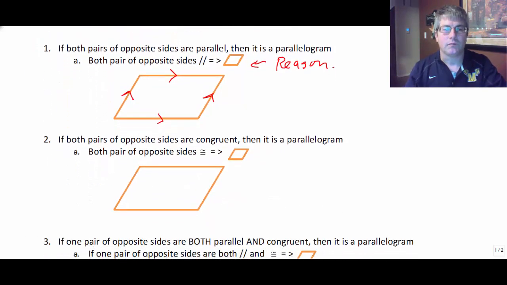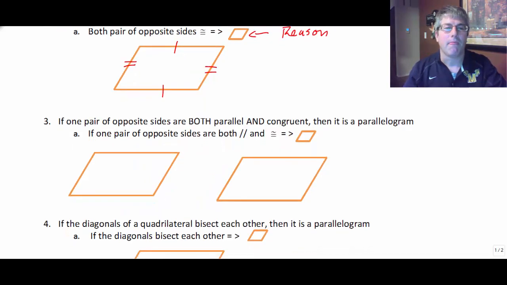The second one, if both pairs of opposite sides are congruent, then it's a parallelogram. So if you can get your quadrilateral to look like this, to have that set of tick marks, then you have yourself a parallelogram. And again, here's the reason that you would use in proof. If both pairs of opposite sides are congruent, then it's a parallelogram.